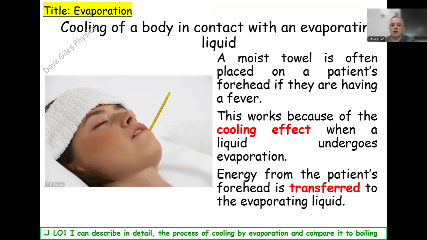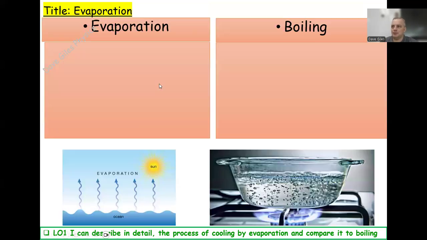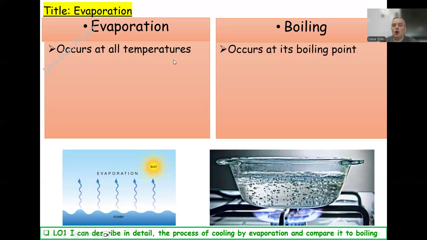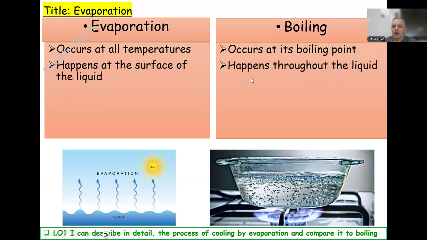Okay, so we'll do a little comparison of evaporation to boiling. So evaporation happens at all temperatures, whereas boiling occurs only at the boiling point. So like I said, if it's water, it's 100 degrees Celsius. Evaporation happens only at the surface. Boiling happens throughout the liquid. Evaporation, it's very slow, whereas boiling is much quicker.